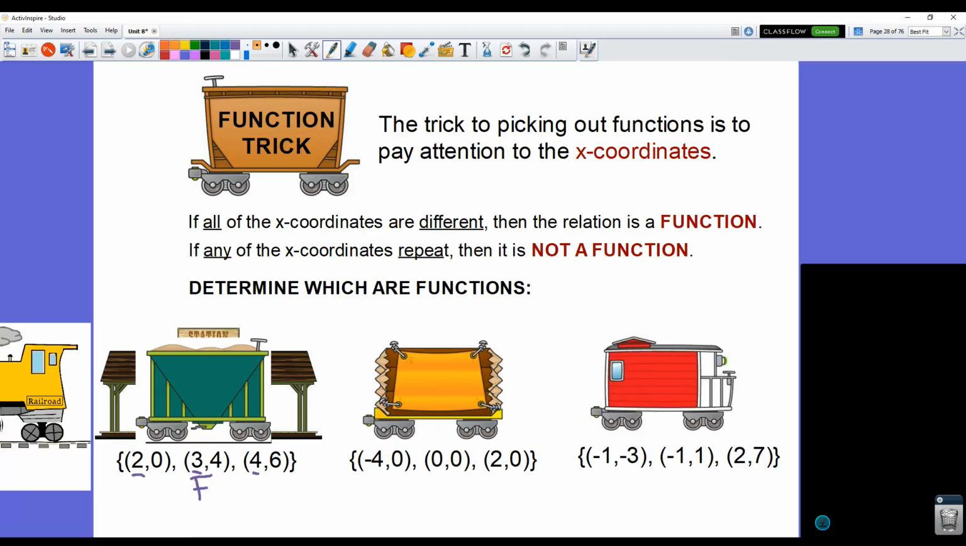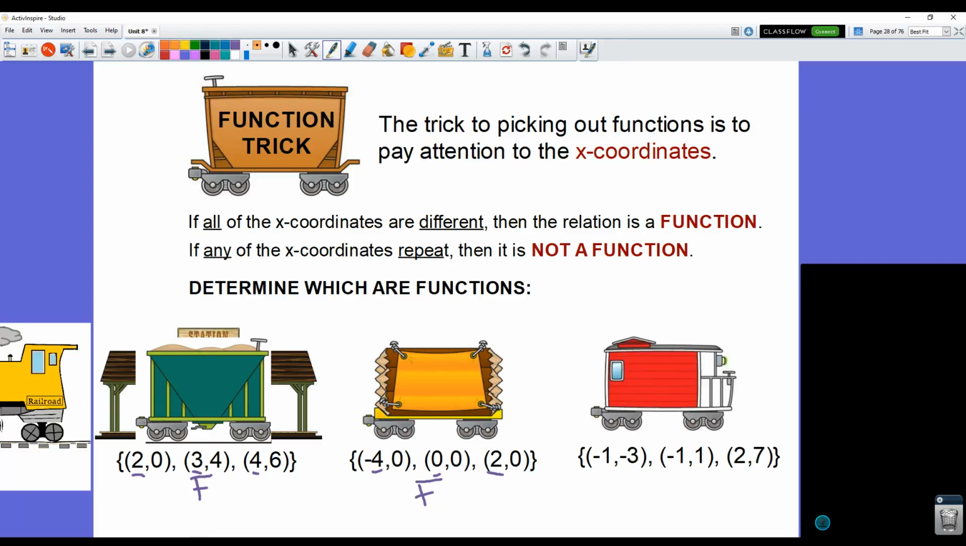Now let's go on to the log car here. Again, we're only going to look at our x coordinates, so -4, 0, and 2. If you notice, all the y values are 0. They can match. It is okay. The only thing that cannot repeat are your x values. So since -4, 0, and 2 are all different, this is also a function.